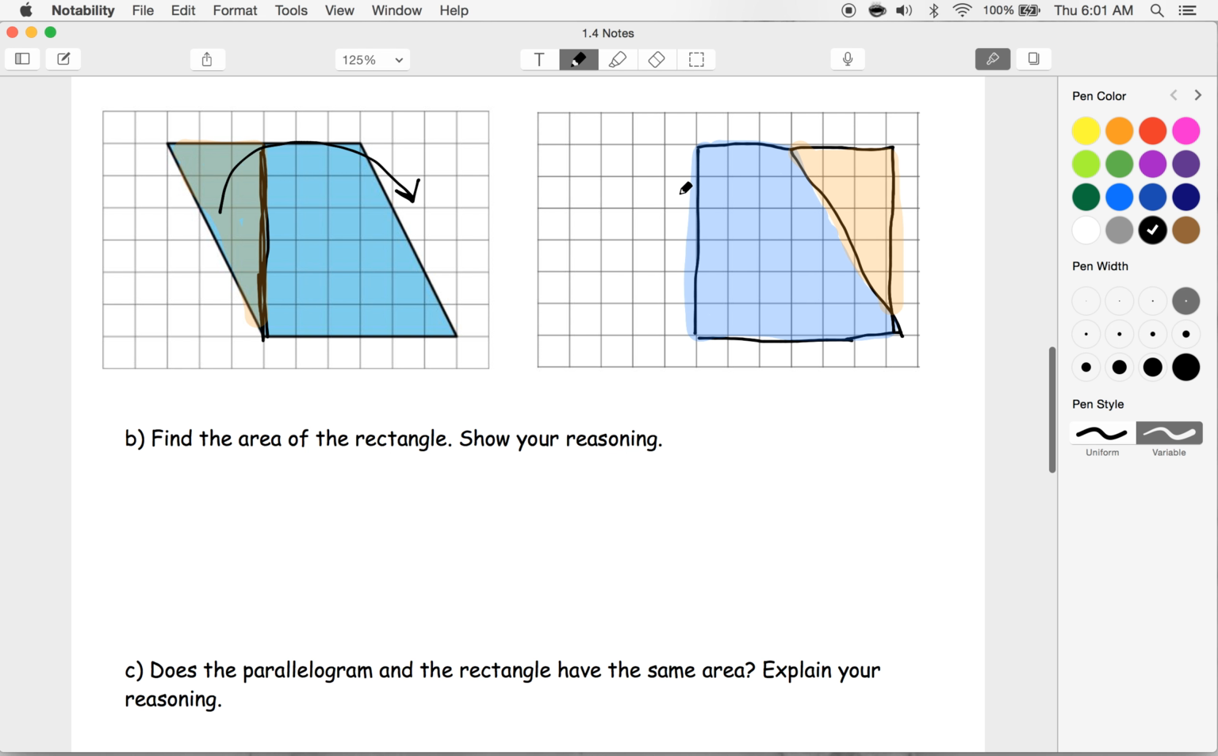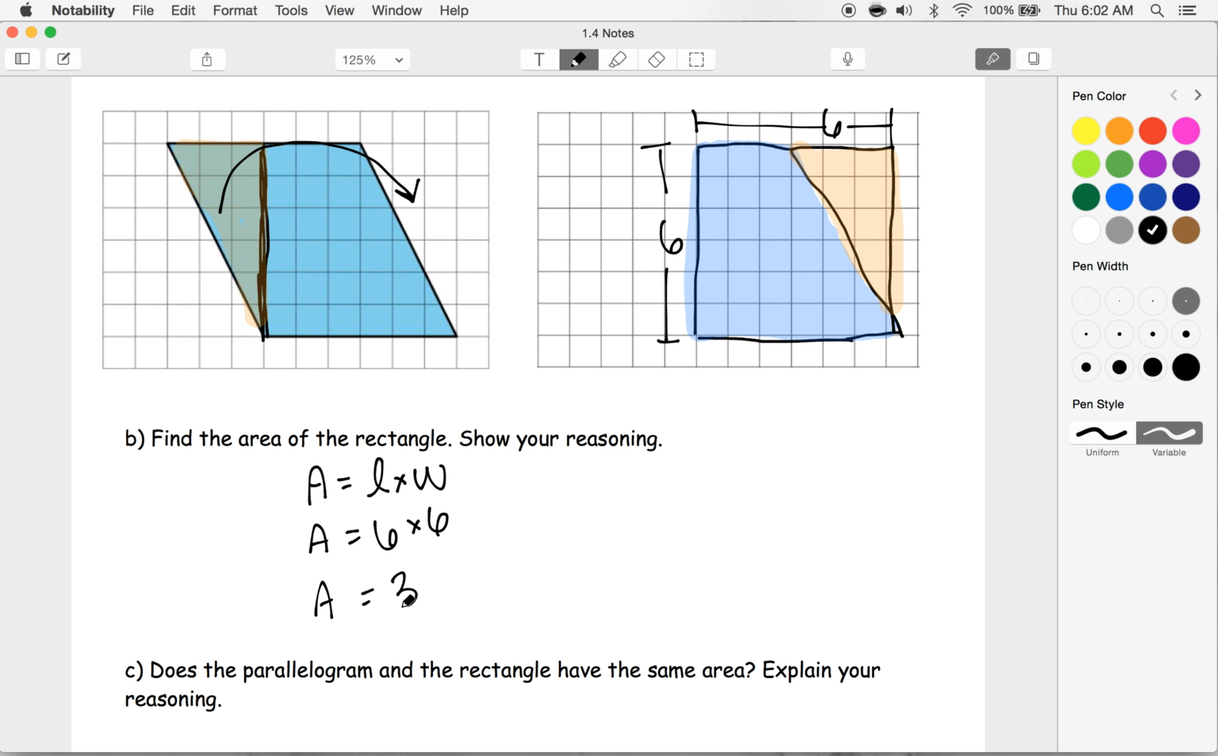Sure. 1, 2, 3, 4, 5, 6. This whole side is 6. And this whole side is 6. We know the area of a square is length times width. So we're going to say area equals 6 times 6. Area equals 36. I'm talking about little squares, so square units.